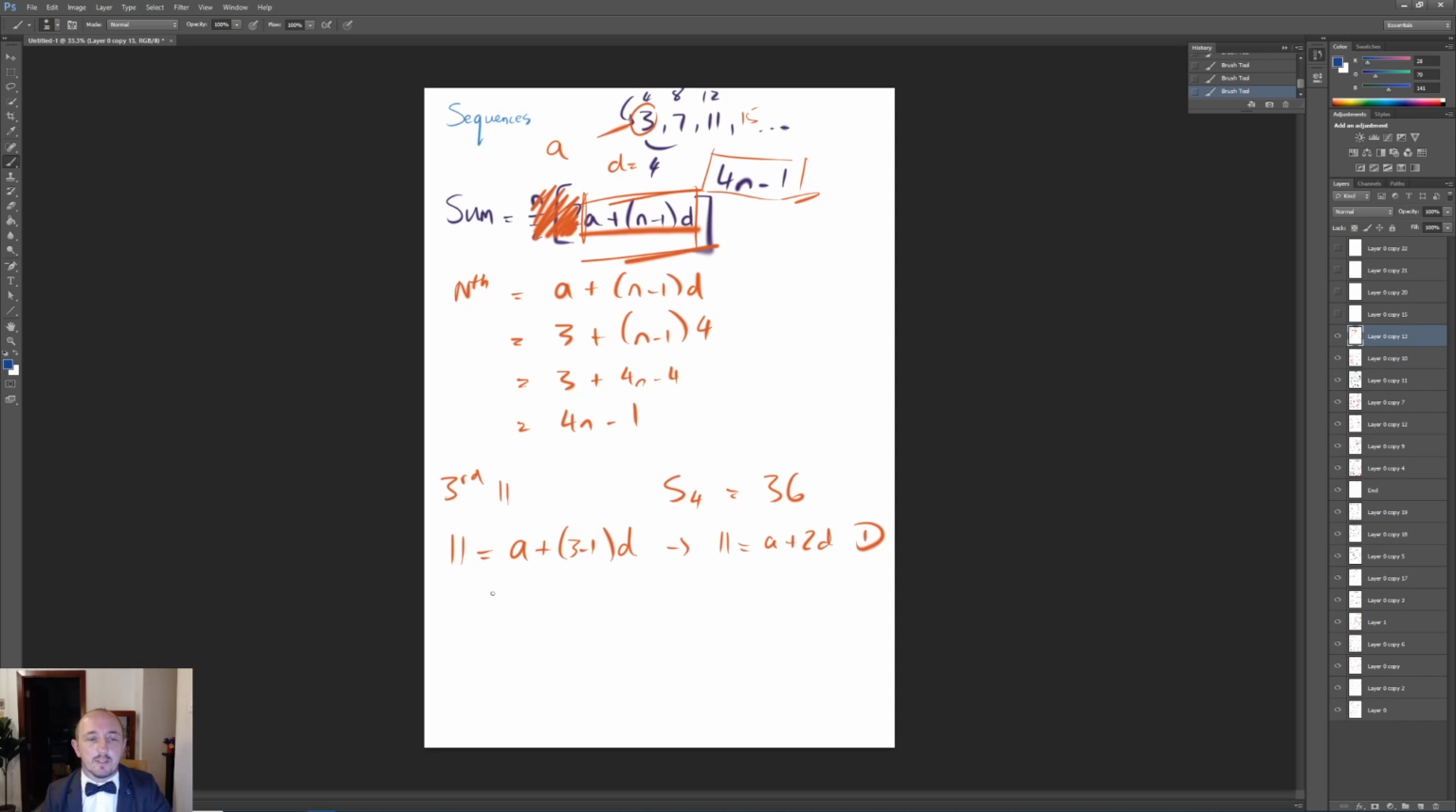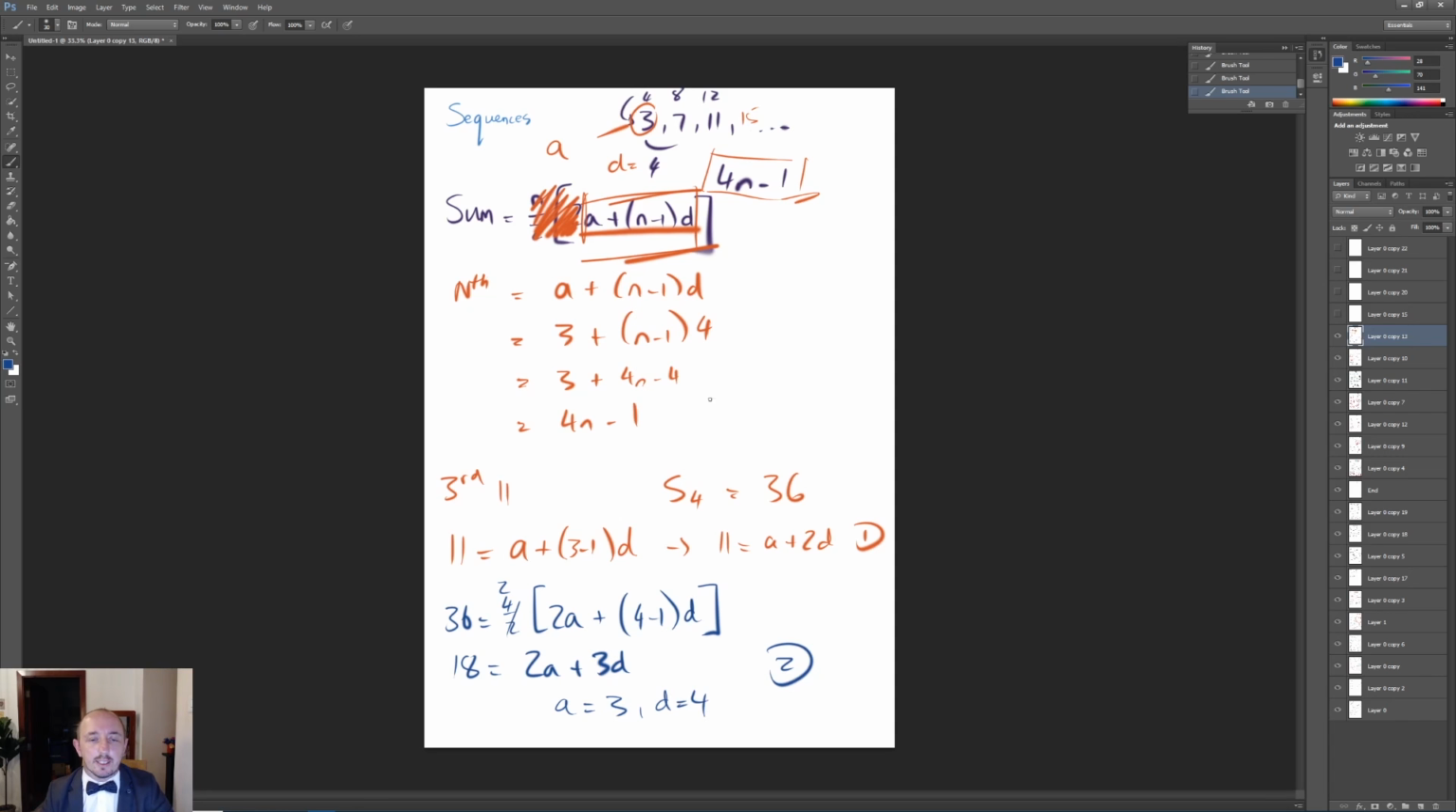Then using the sum information, the sum formula, 36 is going to be equal to n over 2, which is in the front of the test. N over 2 for the 4 terms is 4 over 2, brackets 2a, which we still don't know, plus n minus 1, 4 minus 1 lots of d, which we don't know. So this is a 2, and we divide both sides by 2, and we get 18 equals 2a plus 3d. That's going to be our second simultaneous equation. So we do the normal simultaneous equation stuff, double 1, subtract them, etc., and that will give us a equals 3 and d equals 4.